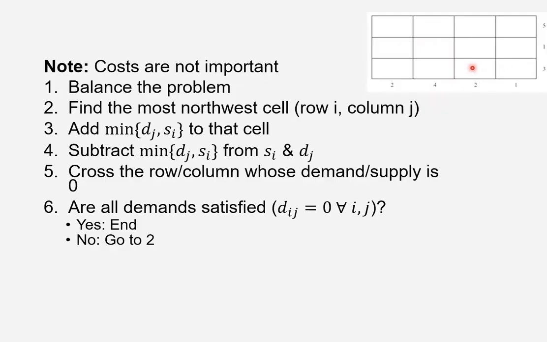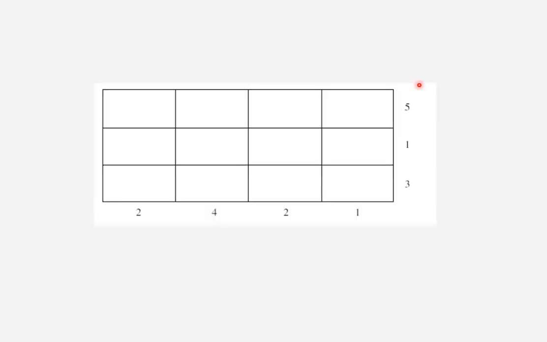Out of 2 and 3, you go with 2 because it's the minimum, you add it here, cross it here. You delete this row, and eventually your tableau becomes just that one cell. This is 1, and you add it here. And the values you wrote inside the table will be the solution of the solution method.